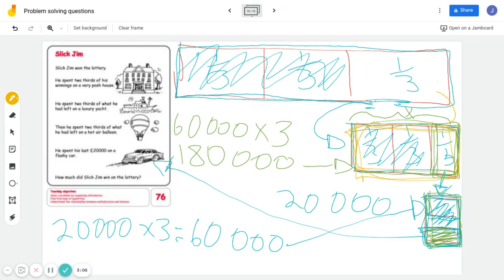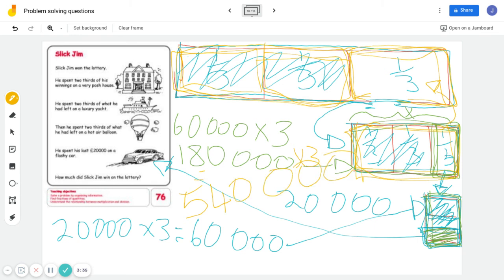But this block is equal in size to this block here. And this block is one of 3 blocks. So we just need to figure out what 3 blocks would work out to be. So if this one's 180,000, this one's 180,000, this one's 180,000, we take 180,000 and we times it by 3. So 180,000 times 3 is 540,000.